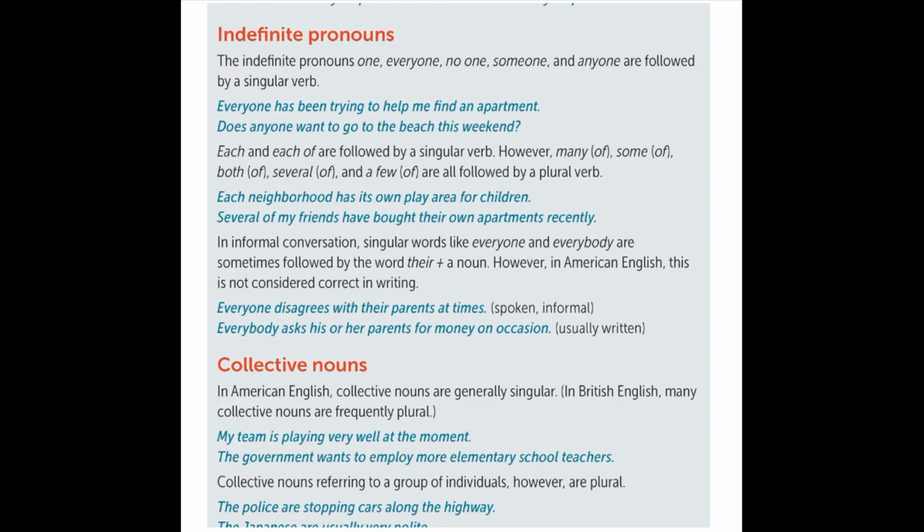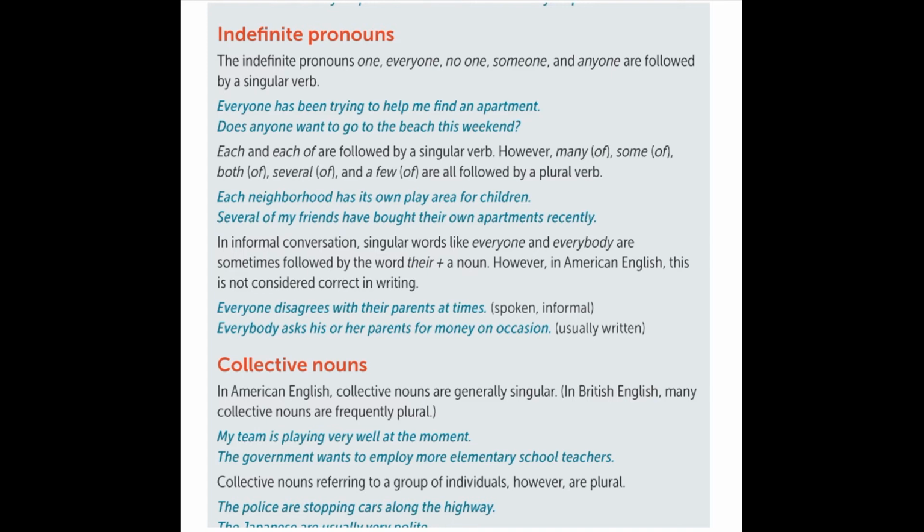Each and each of are followed by a singular verb. However, many, many of, some of, both, both of, several, several of, and a few or a few of are all followed by a plural verb. So the examples are: Each neighborhood has its own play area for children. Several of my friends have bought their own apartments recently.